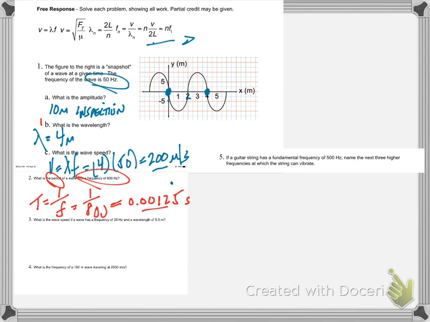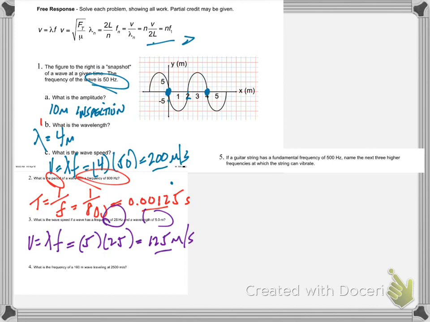Number 3, what is the wave speed if a wave has a frequency of 25 hertz and a wavelength of 5 meters? So velocity equals lambda f. The wavelength, they said, was 5 meters, and its frequency, they said, was 25. So its velocity would be 5 times 25, which is 125 meters per second.